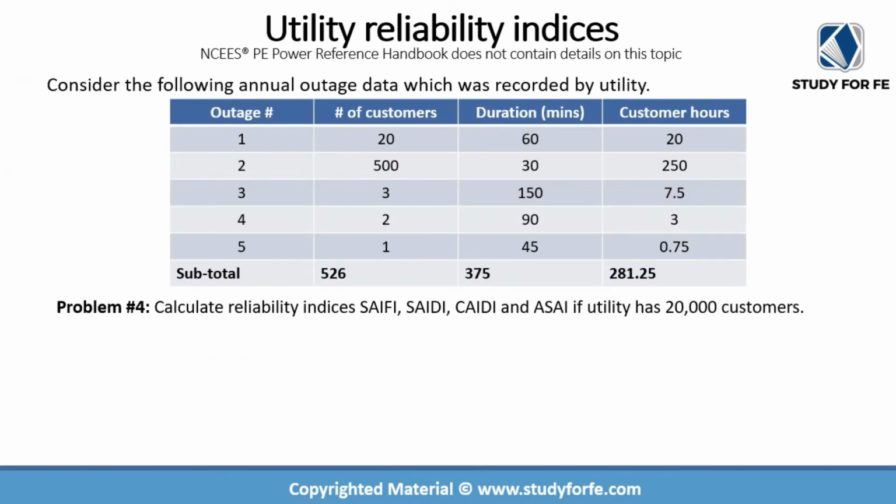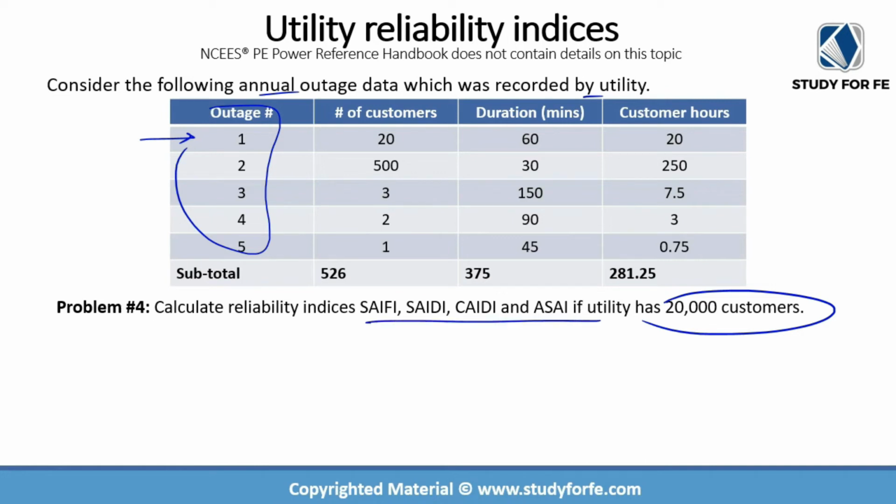Let us now work through a practice problem involving reliability indices. Over here we are given a table which is outage data, annual outage data recorded by a utility. The utility had 5 outages, and the total number of customers served by the utility is 20,000. We have some details regarding each of these outages, and we're being asked to calculate these reliability indices.